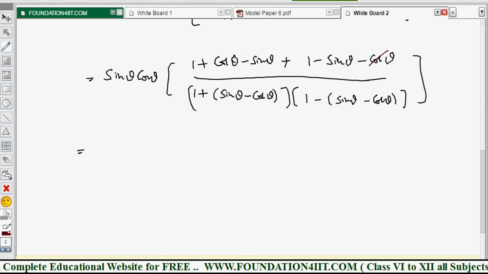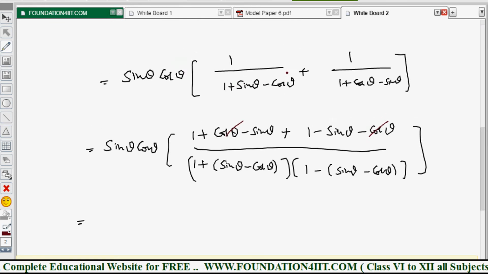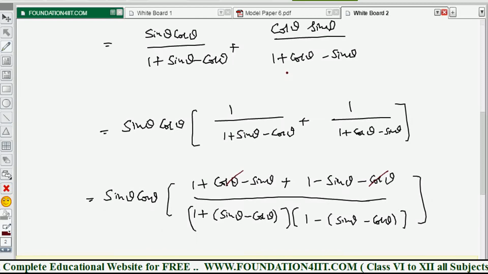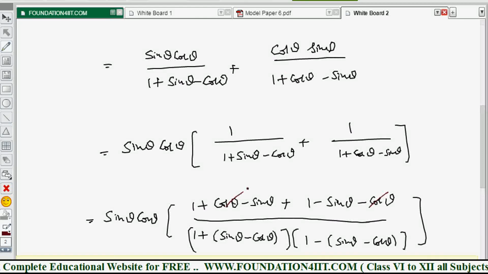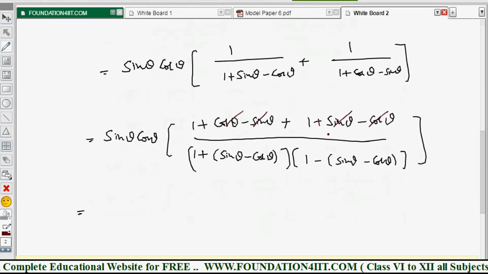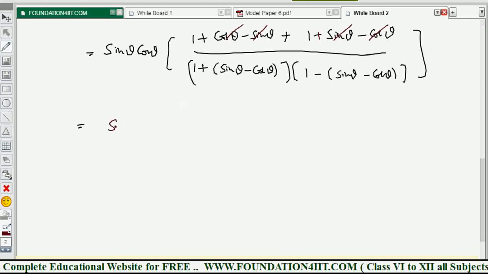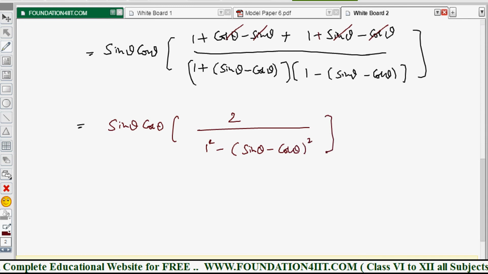Minus cos theta plus cos theta get cancelled, and minus sin plus sin, because this is a plus and this also should be plus only. We took the LCM separately. Then finally we will get sin theta cos theta. Here only 1 plus 1 is 2 left. Next, the denominator is a plus b into a minus b, so 1 square minus this both, that is sin theta minus cos theta whole square.